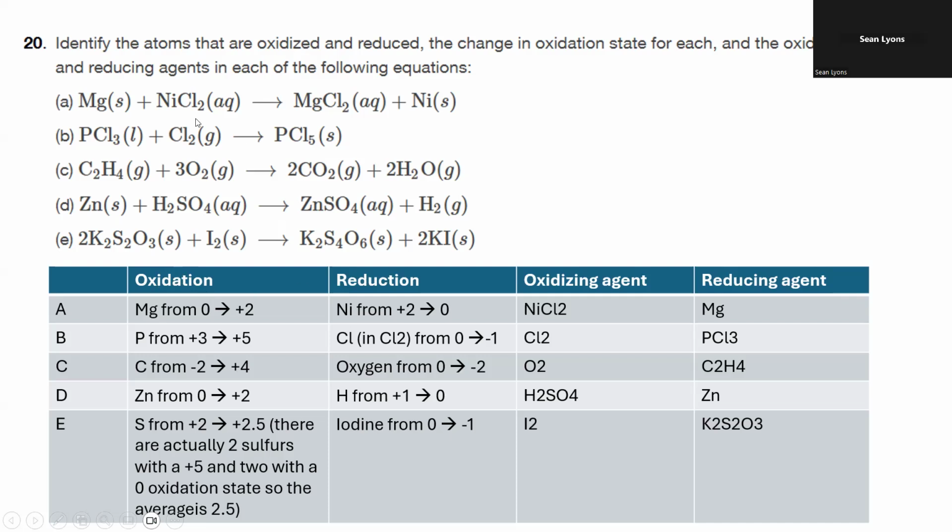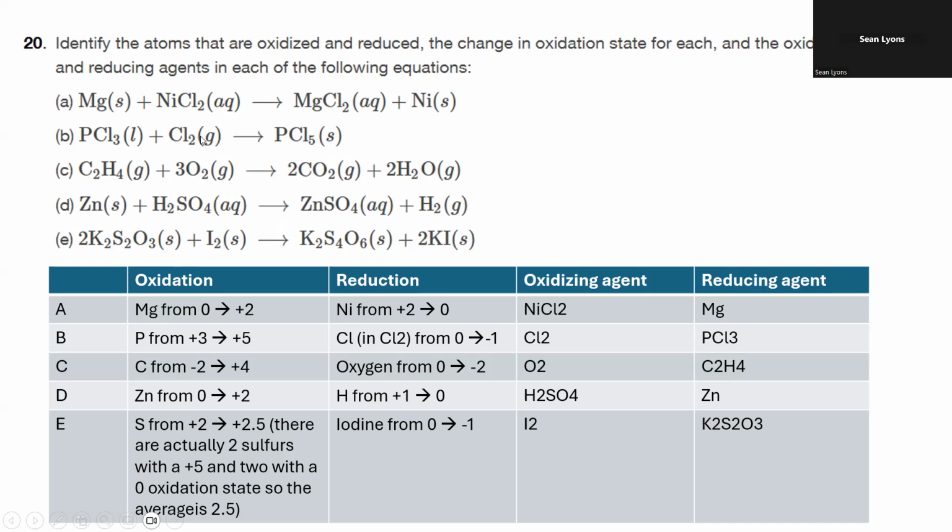Since we're seeing the nickel go from +2 down to 0, that's our reduction half. And then again, with the oxidizing and reducing agents, it's kind of backwards. So with the magnesium, it's getting oxidized, so we're considering that the reducing agent. And then the nickel is being reduced, so we're considering that the oxidizing agent. But since nickel is part of nickel(II) chloride, that whole thing would be considered the oxidizing agent rather than just specifically the nickel.